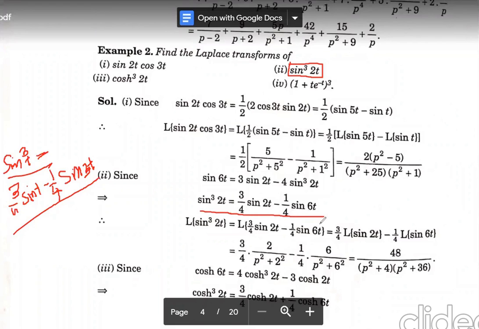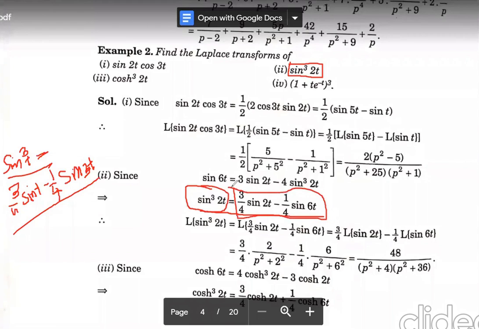Now see, the terms are separated with a single trigonometric function, and their power is also 1. So now you can directly use the Laplace transform, because either you write this sine cube twice t, or you write 3 by 4 this.